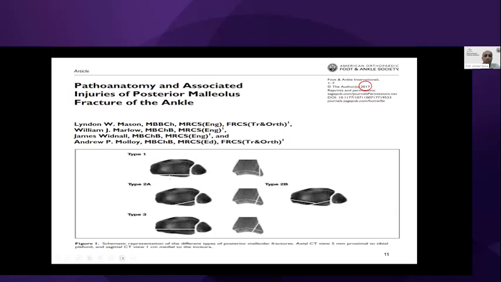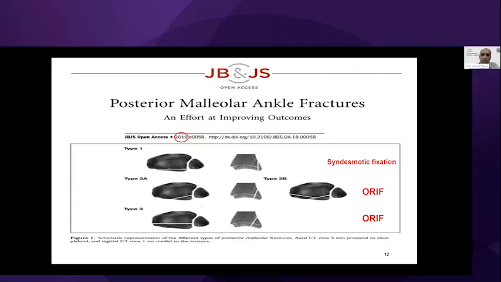In type 1, as we can see, there is a small fragment in the axial CT cuts. This fracture line does not cross through the incisura, while in type 2 and type 3, the fracture line crosses the incisura here and here. But in type 2, the fracture fragment is only posterolateral in 2A, while in 2B there are two fragments, one posterolateral and one posteromedial. In type 3, there is a larger fragment that includes the posterior malleolus, and some authors consider it a balloon fragment. In this study, they planned the treatment according to the Mason classification.